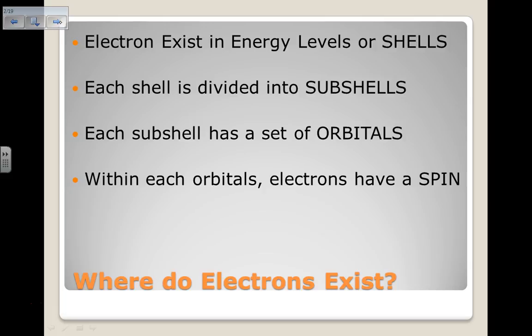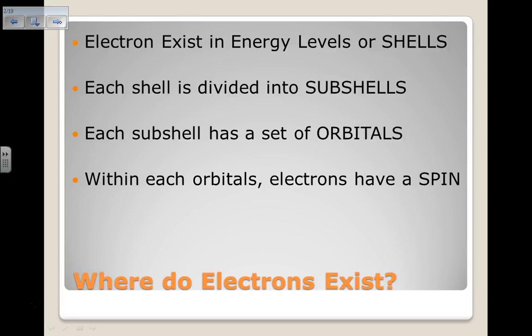So, up until now, we've been talking about atoms in general, but I think it's very important for us to understand that the electrons are probably the single most important thing in an atom because they are responsible, for the most part, for most of the chemistry that is happening around us. Okay, so finding out where electrons are is important.